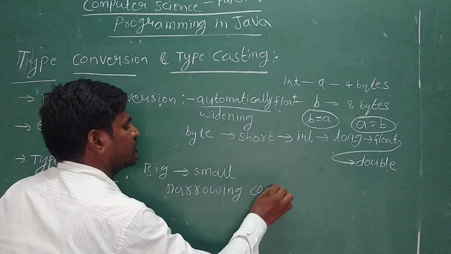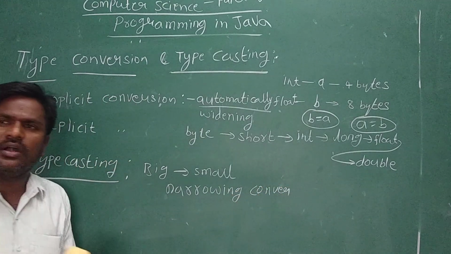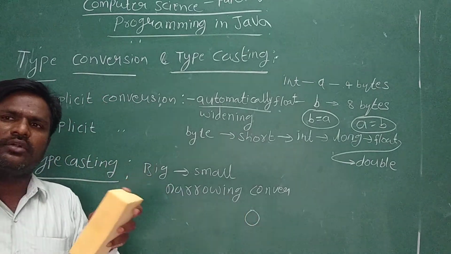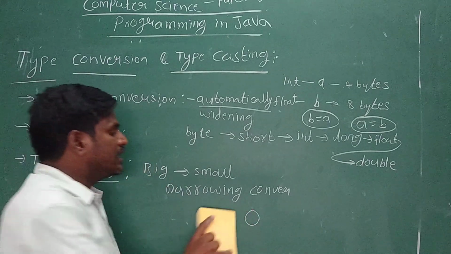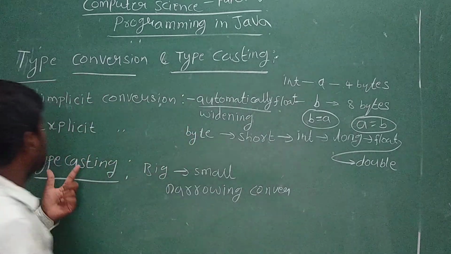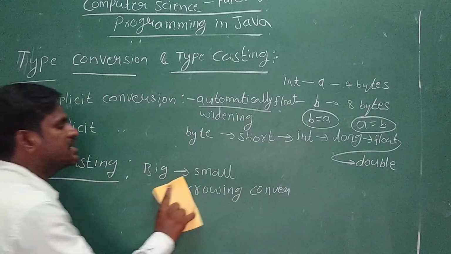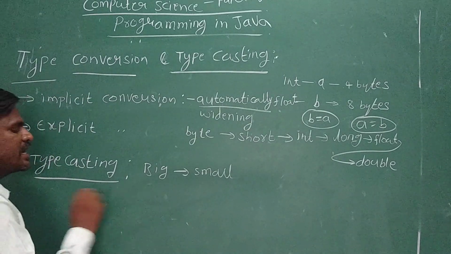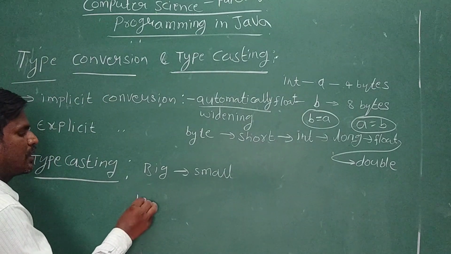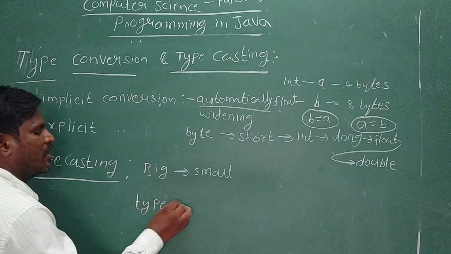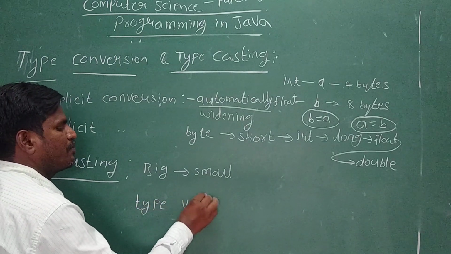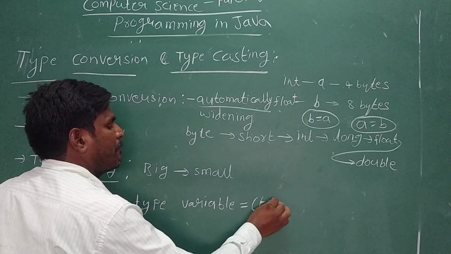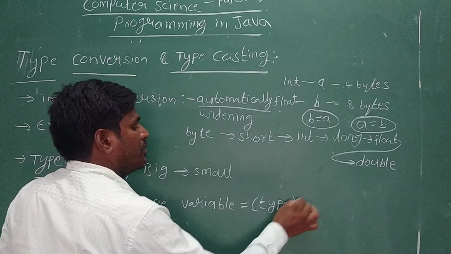Simply, if you want to put a big thing into a small hole, you have to do something. That something is called typecasting. There is a syntax for making the typecasting. The syntax is: type variable is equal to type variable.